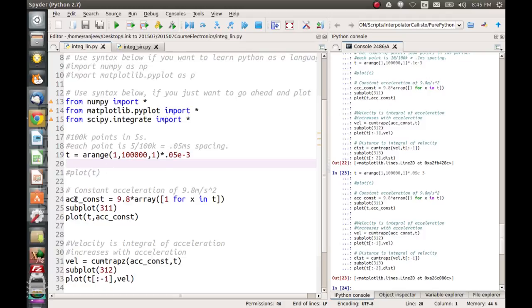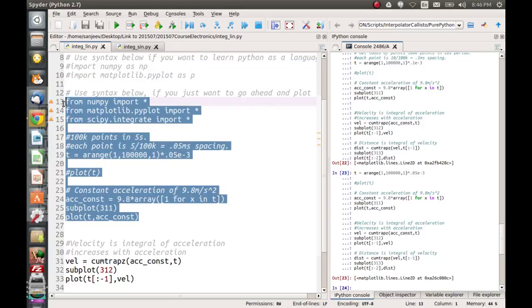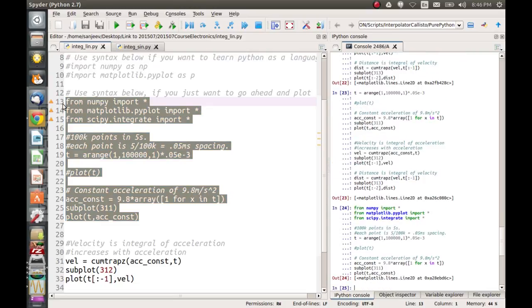And I'm just making it constant. All it says is for the full length of t, there is no dependence on t, so for all t make it 1, and then I multiply it with 9.8 and I make it into an array, so I can do all the manipulations and plotting that I have been doing. So in this I'm going to have 3 plots, so let's run this.